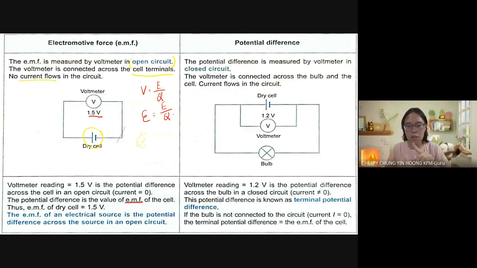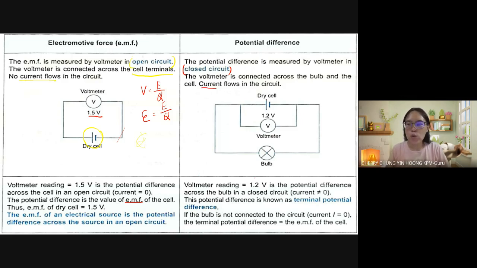Around a complete circuit. Okay, then let's look at potential difference. Potential difference is measured by the voltmeter in a closed circuit. So the voltmeter is connected across the bulb and the cell. Current flows. Just now there was no current, now there is a current reading.